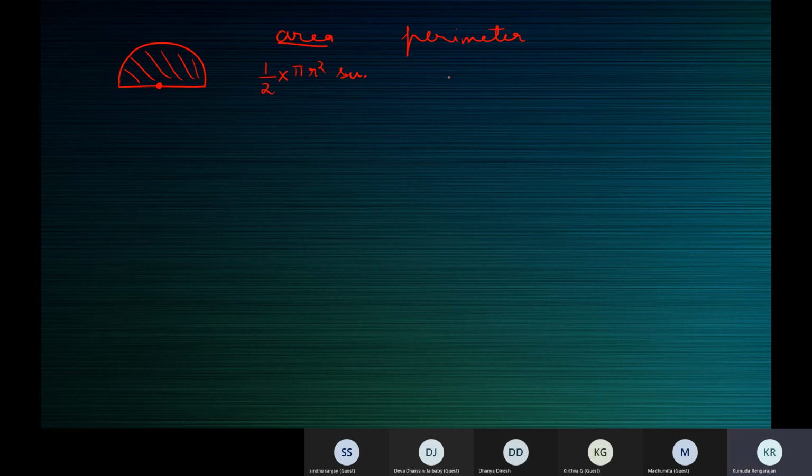Perimeter is the length of the boundary of the closed figure. All right. So what makes this closed figure? The closed figure is made up of an arc like this and a line segment like this. So the length of this arc, together with the length of this line segment, make the perimeter of this figure. So now what is the length of this arc?